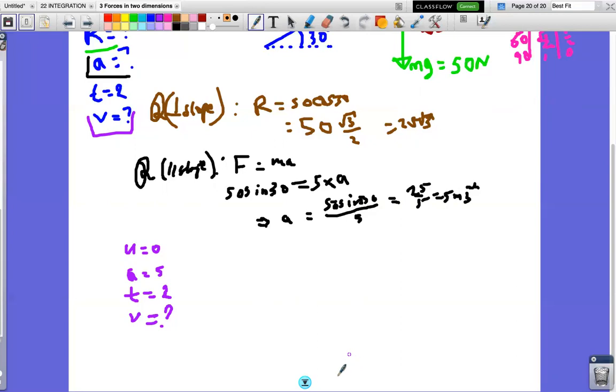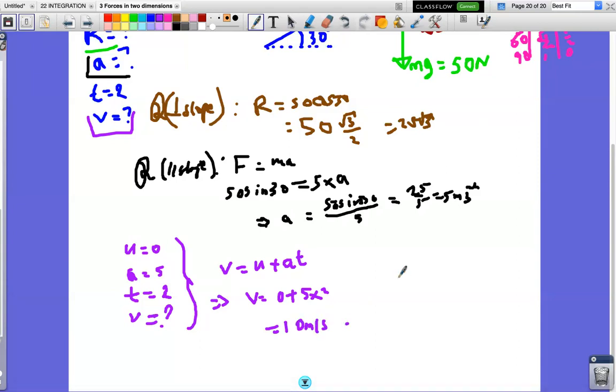Ruby? Yes. Which equation should we use in this case? V equal to U plus AT. Perfect. So V should be 0 plus 5 times 2. So it will reach a velocity of 10 meters per second.